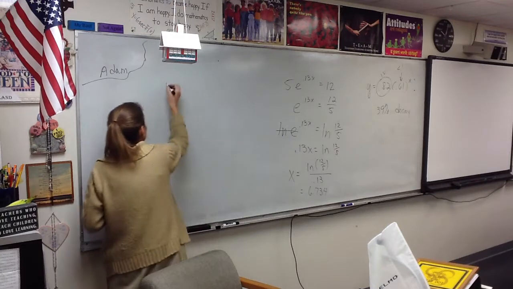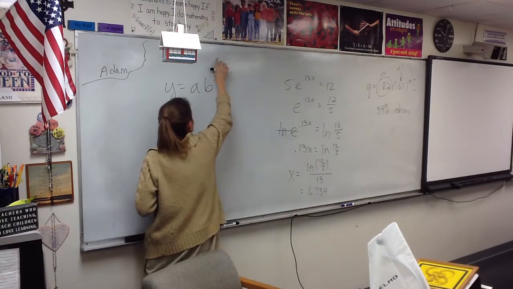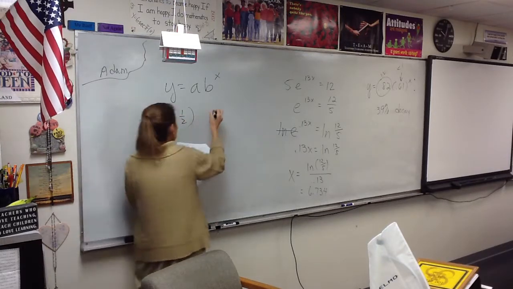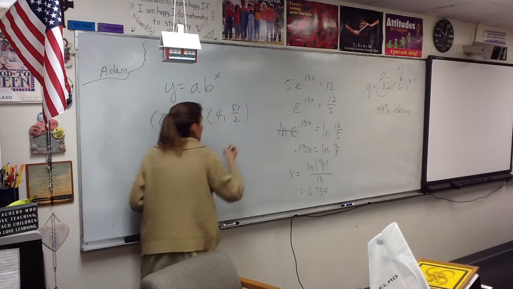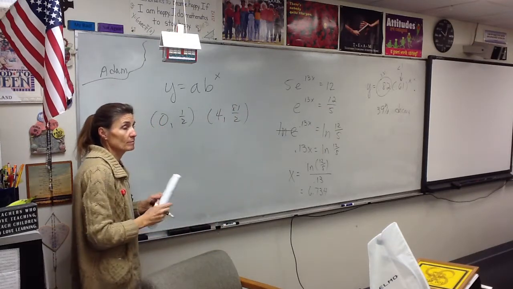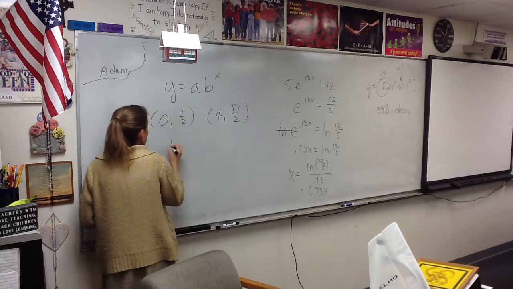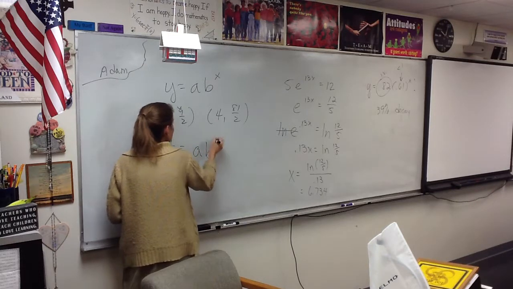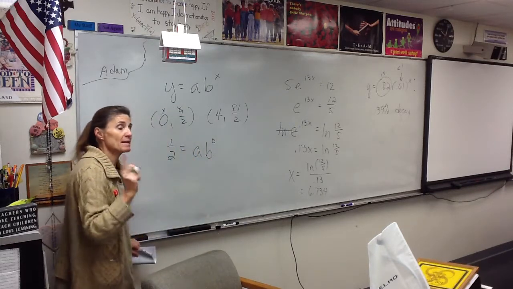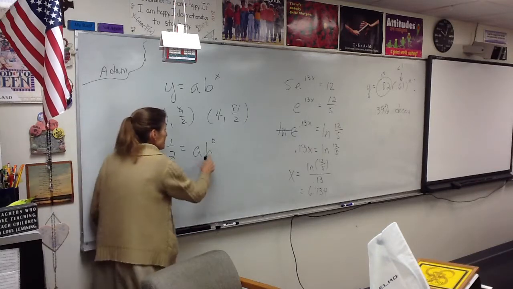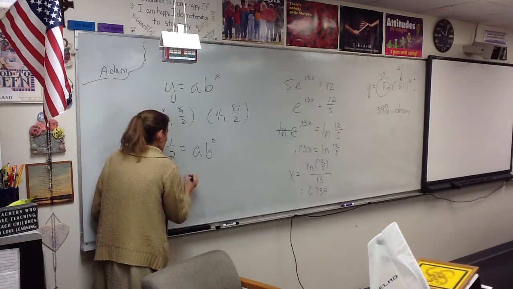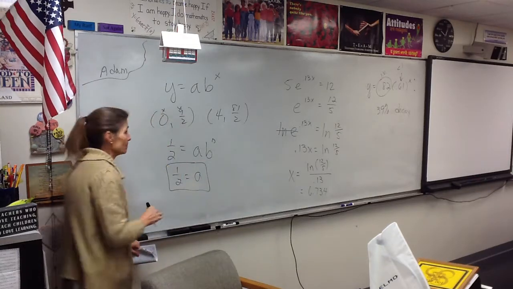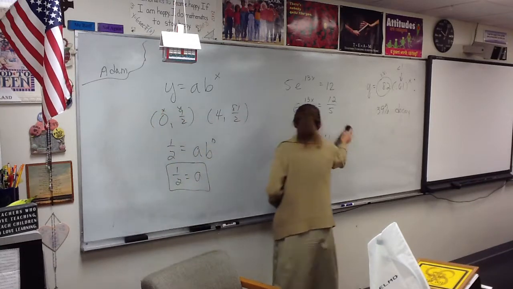An exponential function is this. They have given you 2 points. Which one do we start with? The one with the 0. So I'll say 1/2, this is x and this is y. So 1/2 equals ab to the 0. This will happen every time. What's b to the 0? 1. So 1/2 equals a. a equals 1/2. That happens every single time.